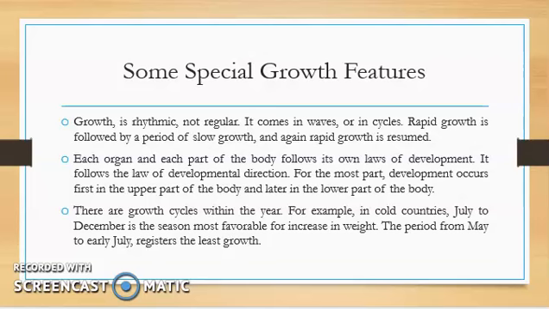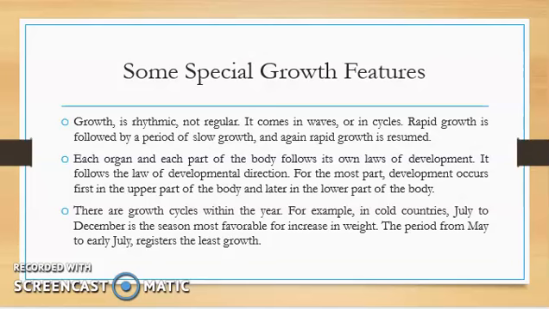There are growth cycles within the year. For example, in cold countries, July to December is the season most favorable for increase in weight. The period from May to early July registers the least growth. So this is an example from countries which are cold, colder than the Asian countries, and all these factors are influencing.